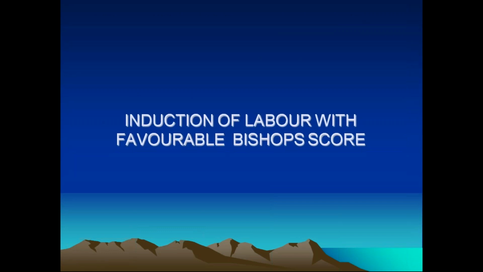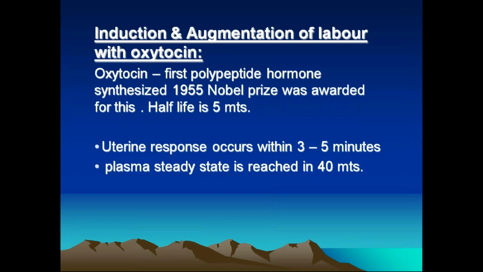And this is what we have discussed so far for induction of labor with an unfavorable cervix. So these are all the drugs with which we can do cervical ripening. Now, if the cervix is favorable, then we'll go with induction and augmentation of labor, either with oxytocin or with stripping of the membranes.